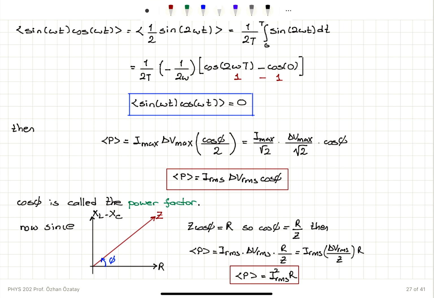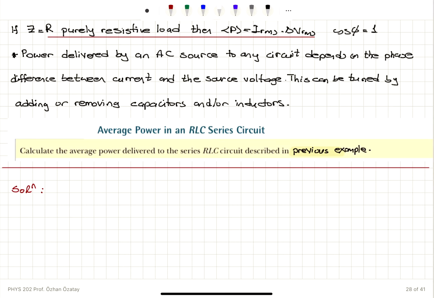So the power delivered to the circuit by the AC source, the average power, I RMS delta V RMS cosine of the phase angle between current and voltage, is equivalent to the power consumed by the resistor, I RMS square R. So this is basically our result. So there are two ways to calculate the average power delivered.